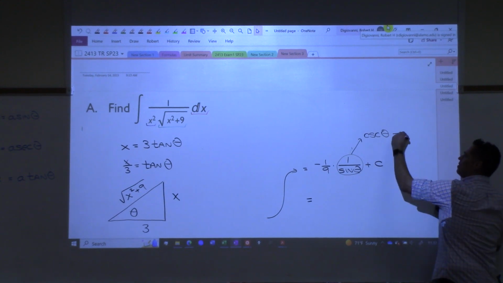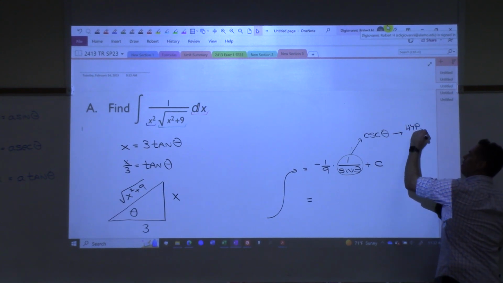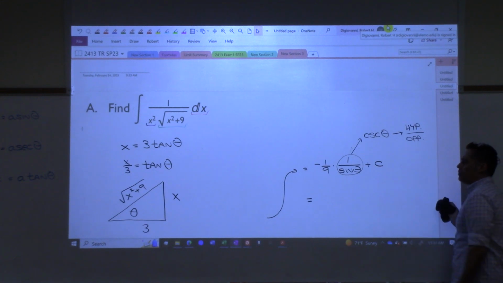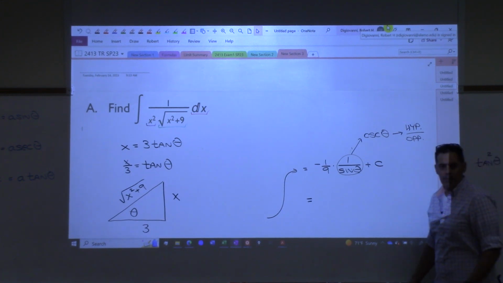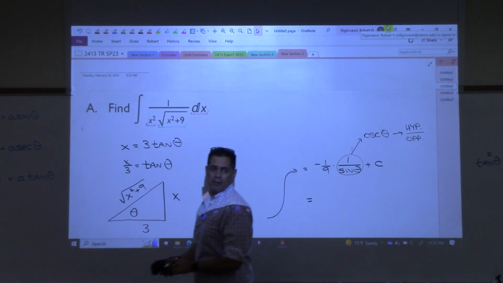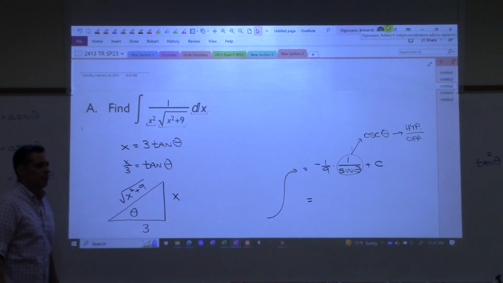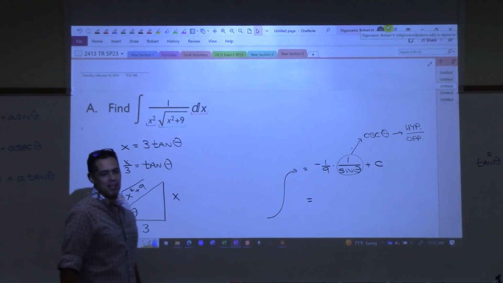I do have a question. This is hypotenuse over opposite. What's your question? So 1 over sine theta is not secant theta? No, that's 1 over cosine theta. It just seems less intuitive. Yeah, I don't make it up. But the naming of these things I didn't make up.